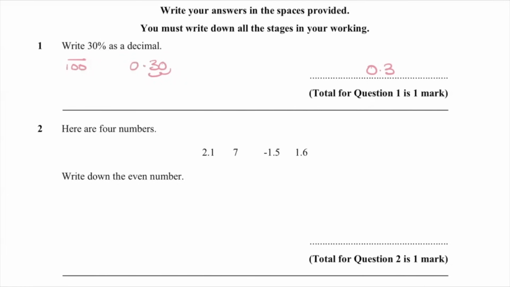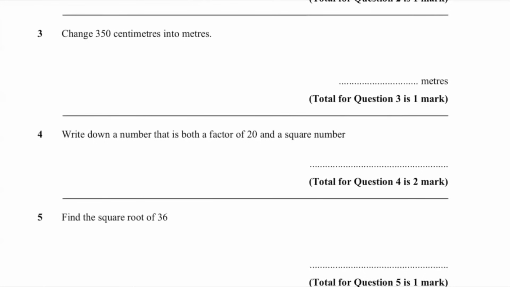We've got to write down the even number. That is 1.6. Numbers ending 0, 2, 4, 6, 8 are all even. 350 centimeters into meters is 3.5. There are 100 centimeters to a meter.